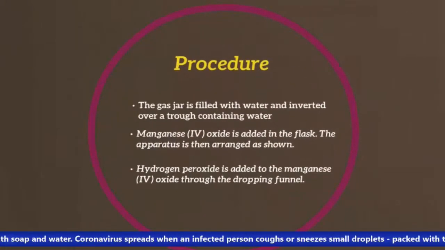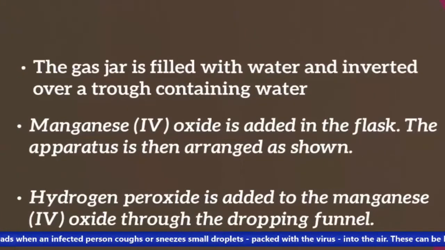What is the procedure? The gas jar is filled with water and inverted over a trough containing water. Manganese oxide is then added to the flask. The apparatus is then arranged as you are going to see. The hydrogen peroxide is then added to the manganese oxide through the dropping funnel.